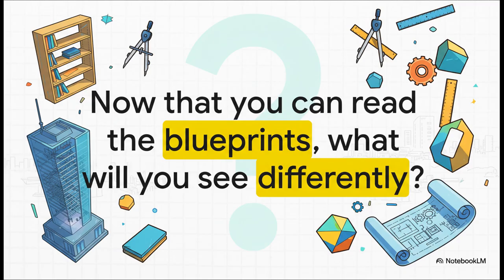So there you have it, the secret language of blueprints totally decoded. From the assembly guide for your bookshelf to the design of the tallest skyscrapers, you now have the key to understanding how our 3D world is imagined and then built from a simple 2D page. The only question left is, now that you can read the blueprints of our world, what will you see differently?